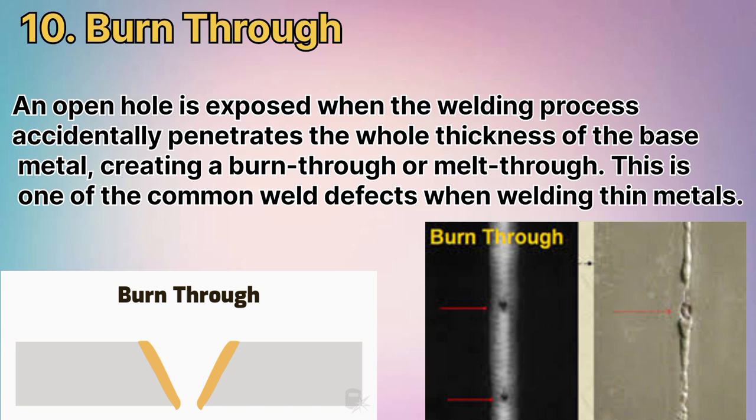The last common defect is burn through. Burn through is an open hole exposed when the welding process accidentally penetrates the whole thickness of the base metal, creating a burn through or melt through. This is one of the common weld defects when welding thin metals.